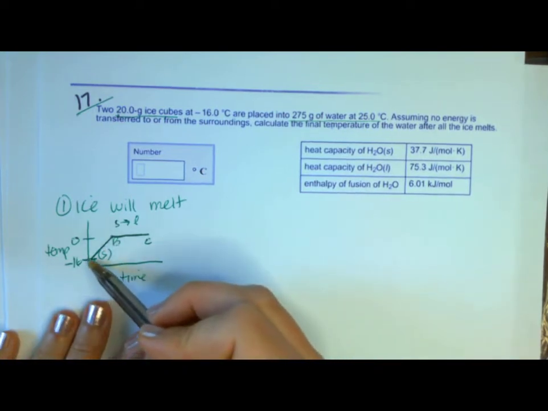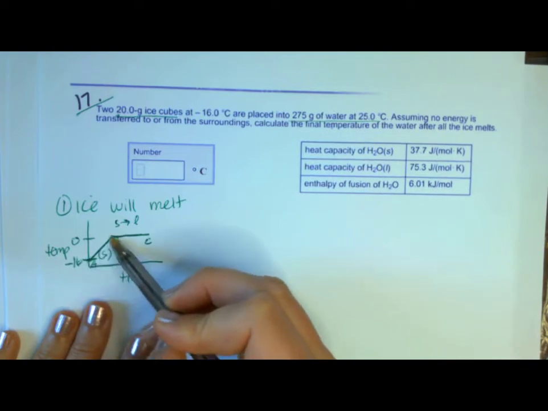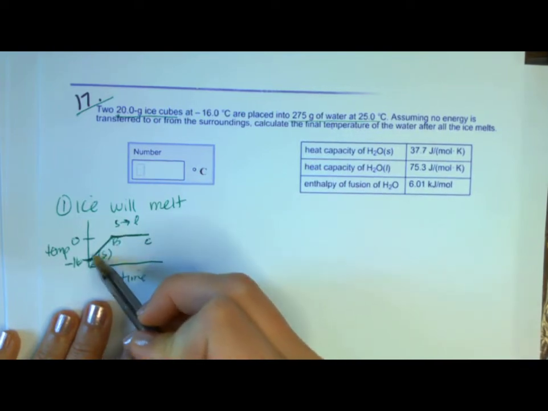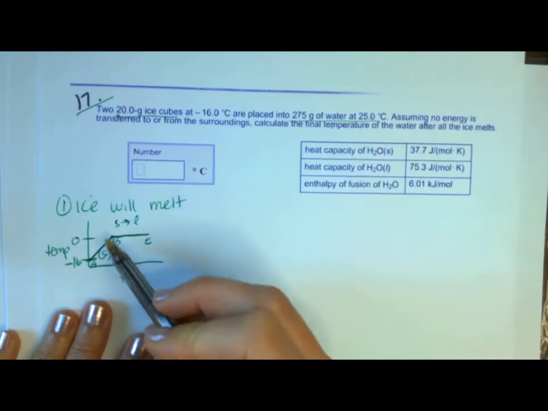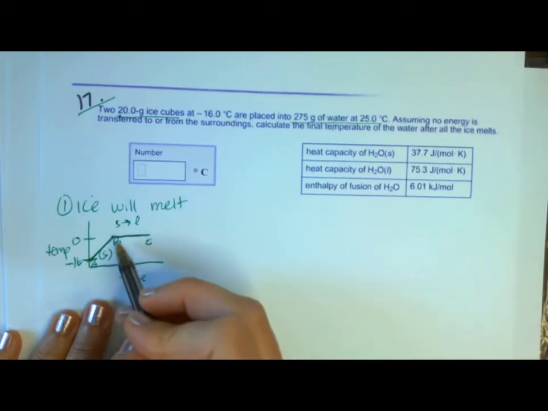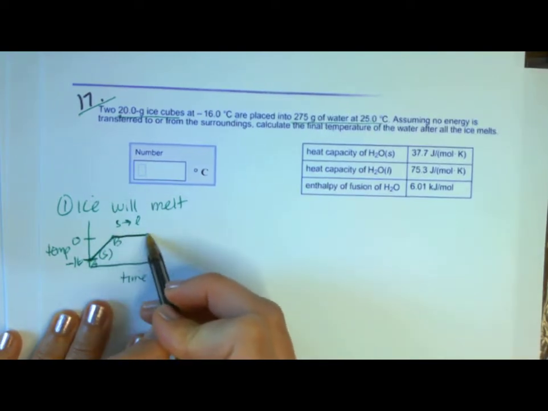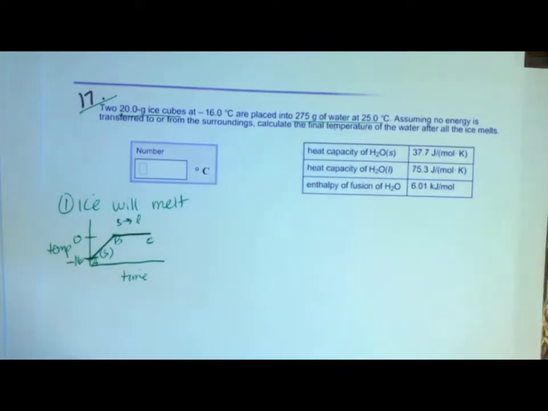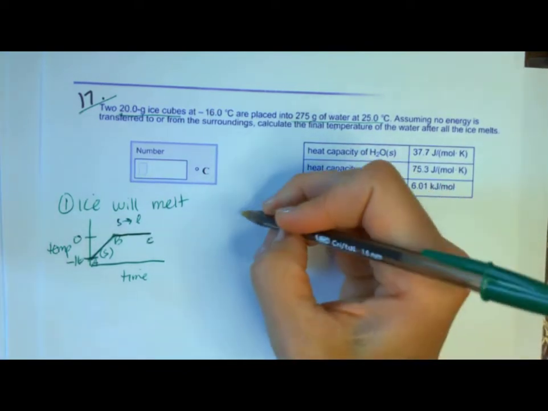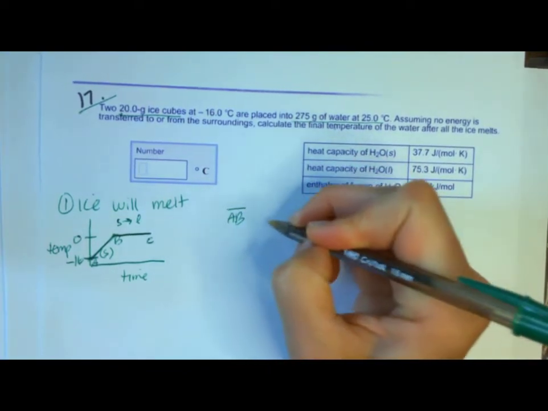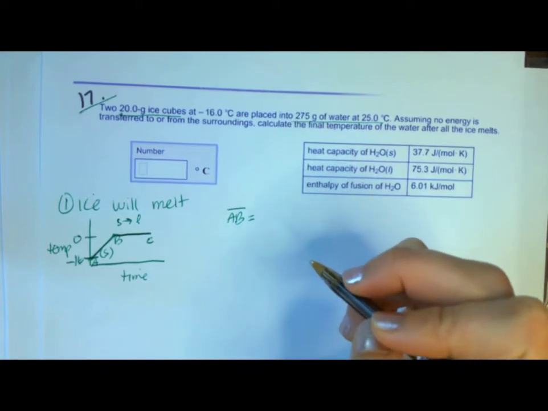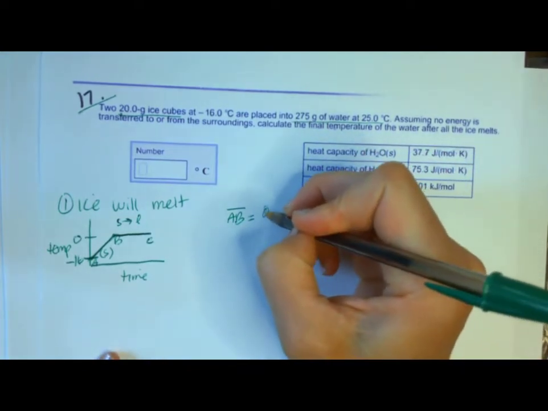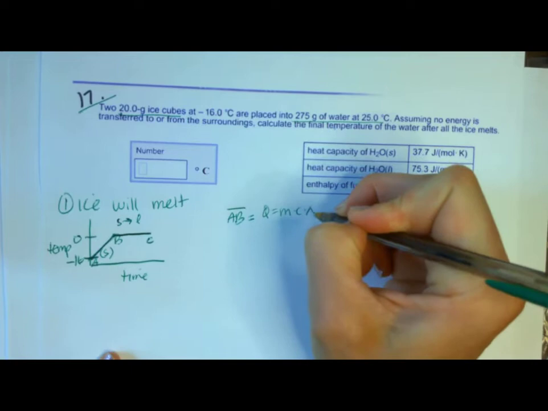So we need to look at the energy required when this ice is going from -16 to 0. So there's a change in temperature. We'll use our Q equals M times C times delta T. But it also requires energy for this phase change to happen. So we need to do two different parts here. So let's look at line AB. We're going to do our Q equals M times C times delta T.